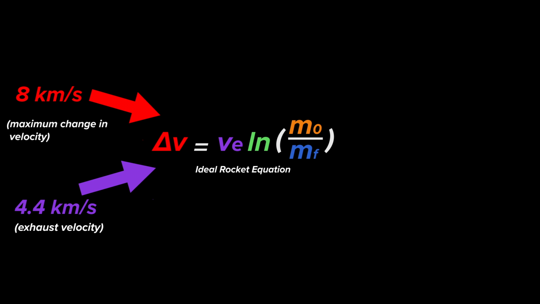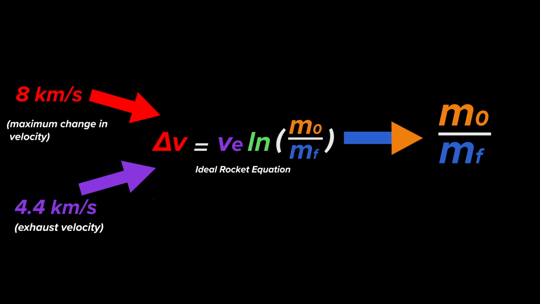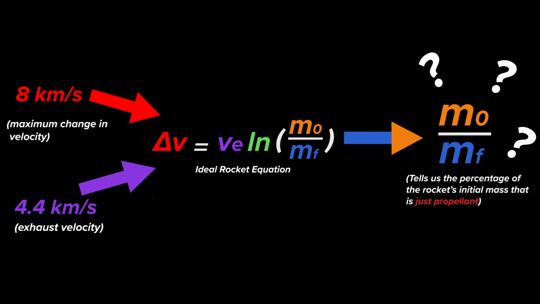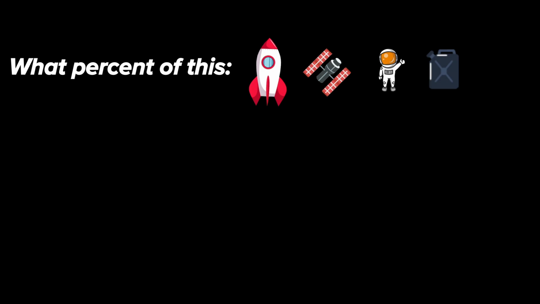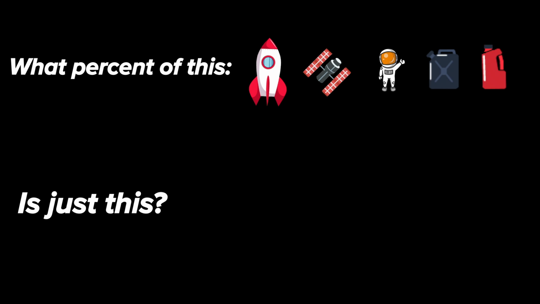We can put our maximum change in velocity and our exhaust velocity into the ideal rocket equation in order to find out the proportion between the initial mass and the final mass. Once again, we can use this proportion to tell us the percentage of the rocket's initial mass that is just made up of propellant. So before I say anything, why don't you guys guess what you think this percentage is? How much of the rocket's initial mass is just the fuel and the oxidizer?